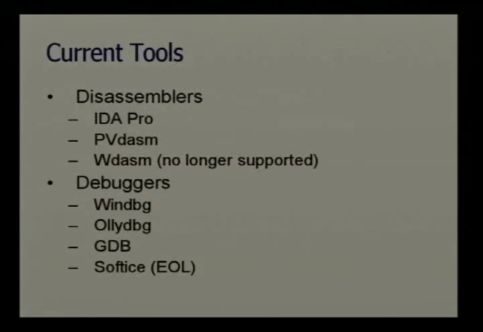So here's some of the current tools that everyone's using. IDAPRO is pretty much the disassembler. If you want to do reversing, you use IDAPRO. There's other stuff. PVDASM is a small project. It's a Win32 disassembler. It has a plug-in architecture. It's made by this kid in Indonesia, I believe. It's free. You should check it out. WDASM used to be the preferred disassembler for cracking software protection, but it hasn't been maintained in a very long time.